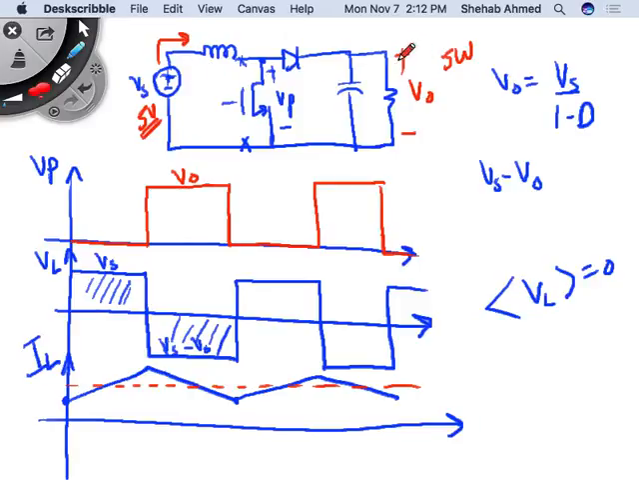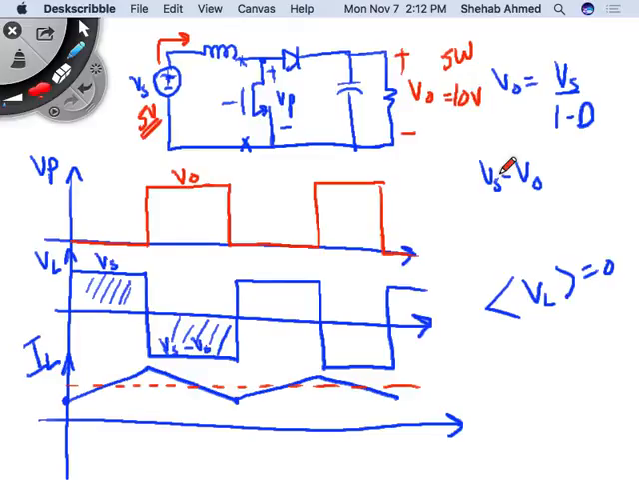Right? This is a boost converter. You typically know your load. Your load is typically something where you know how much power it needs to consume, and you know what voltage it needs to operate at. So the output is 10 volts, and it's consuming 5 watts. What is the average value of inductor current? Come on. What's the average value of inductor current?